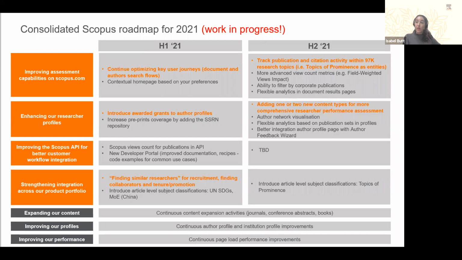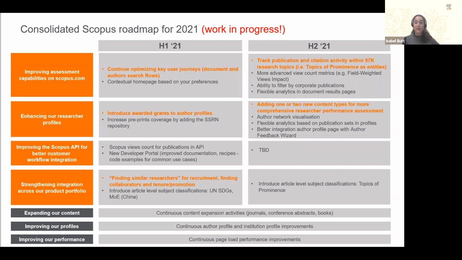And then lastly, moving on to what's coming up next year in these same buckets. Again, we start with improving the assessment capabilities on scopus.com. In terms of what this is about, we're going to improve the tracking of publication and citation activity within the research topics that I mentioned.